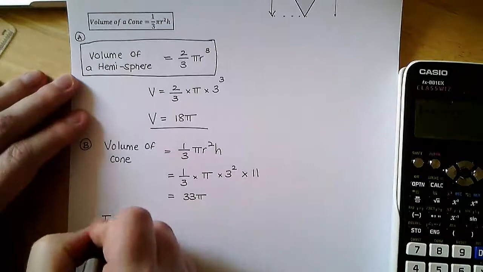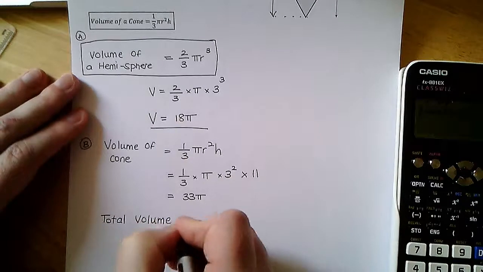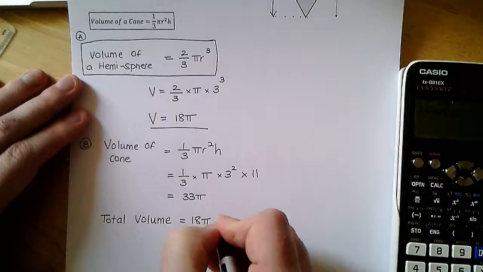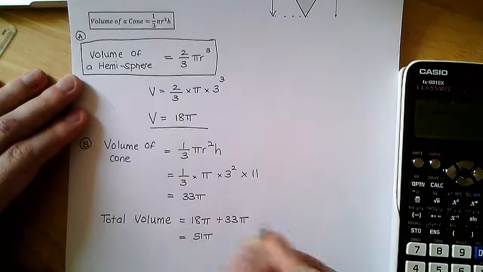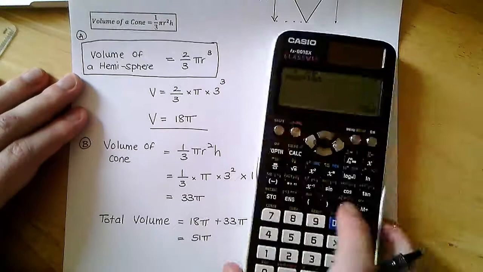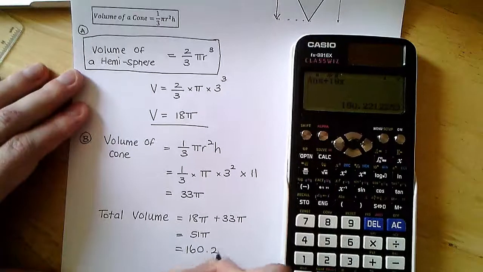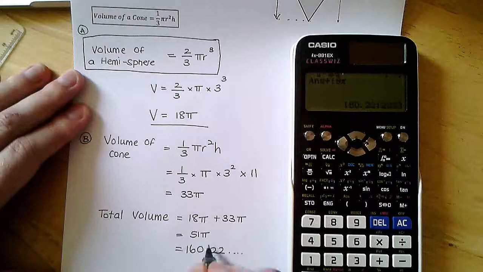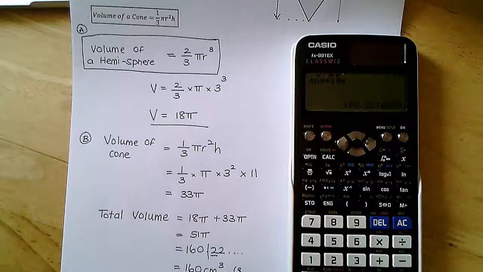So the total volume is 18 pi plus 33 pi, which is 51 pi. So that is 51 pi, which is 160.22. So to 3 significant figures is 160 centimetres cubed to 3 significant figures.